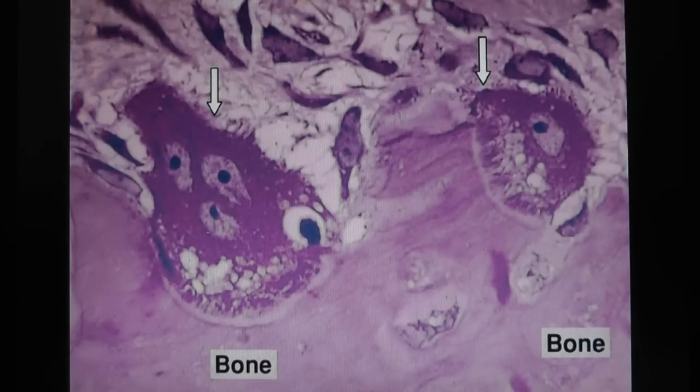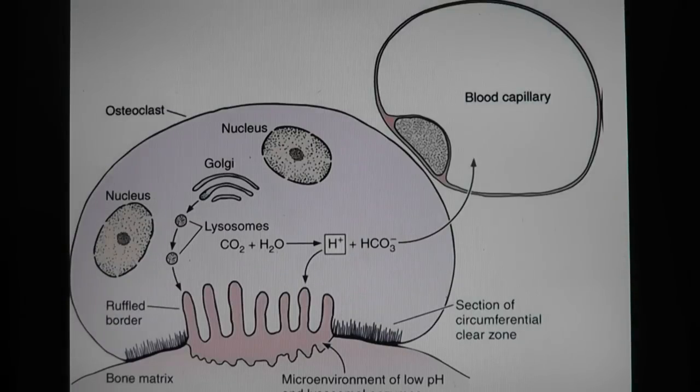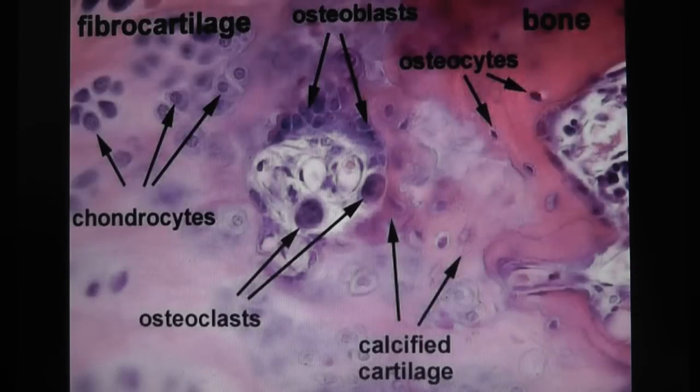So here's an osteoclast magnified, eating some bone. Either it's remodeling it to make it stronger, like for Nate, or the body needs calcium for whatever reason and is putting some calcium into the bloodstream.